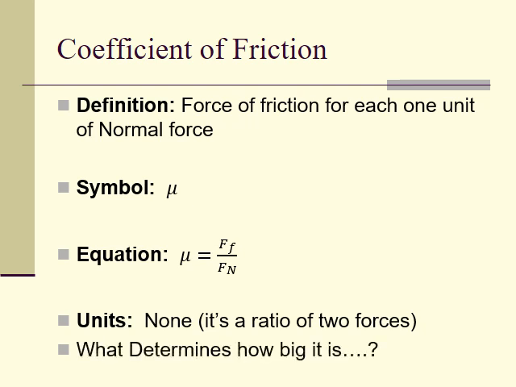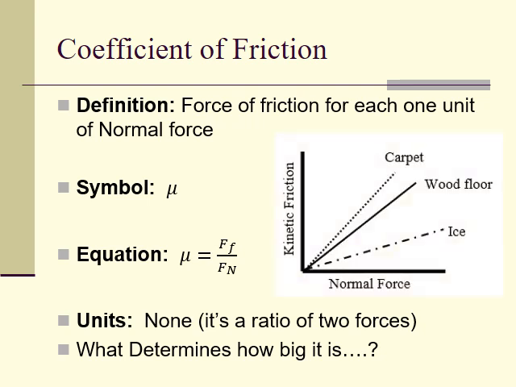What exactly determines, though, how big the coefficient of friction is? That's a whole other question. From this graph, you can see we have 3 different relationships. If someone measured with a certain amount of normal force how much friction it had for a wood floor, and then they increased the normal force on the wood floor, and they got that relationship, we'd find this graph. If they did the same thing with the same object on ice, and the same thing for the same object on carpet, they would get the corresponding graphs here.